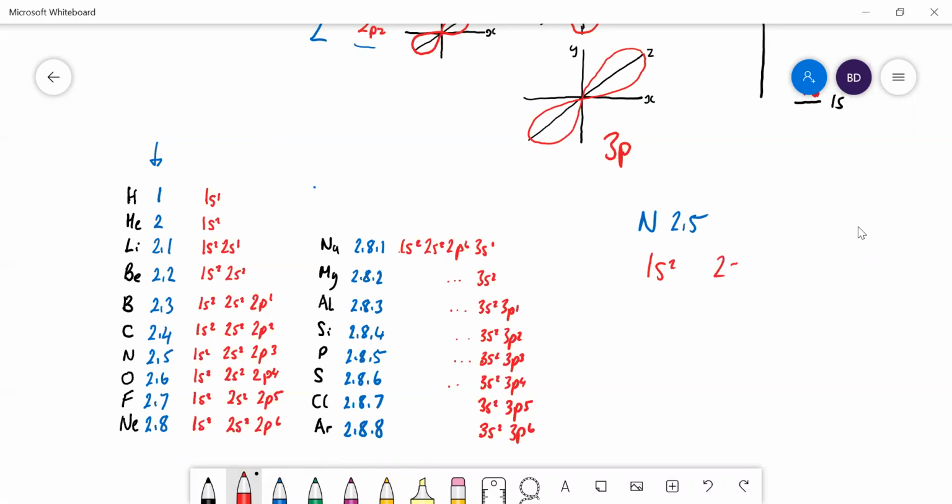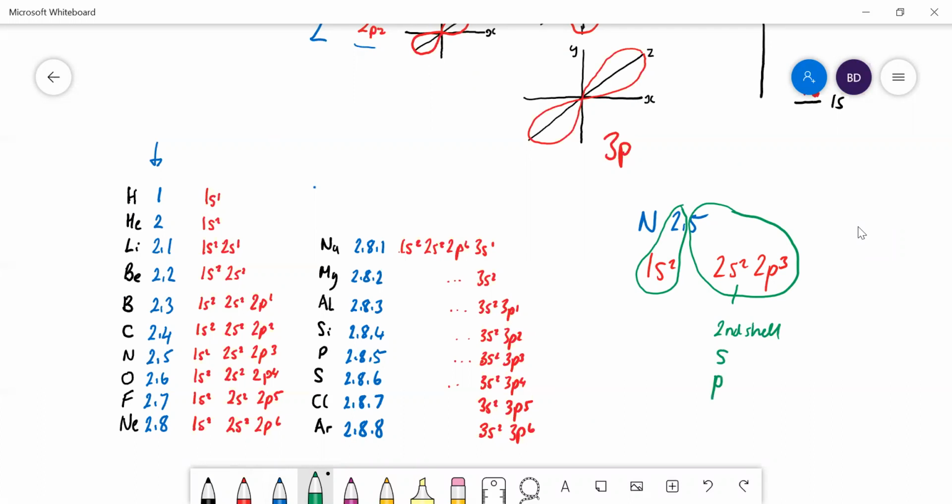1s2, 2s2, 2p3. And as you can see, really, you've got 2 in the first shell, and you've got 5 in the second shell. The only difference is we call this the second shell, but we'd say the s and the p, we'd call them subshells. Okay, they are subshells. So we divide, if you like, the second shell into the s orbital and the p orbital. Okay, I think we'll leave that one there.